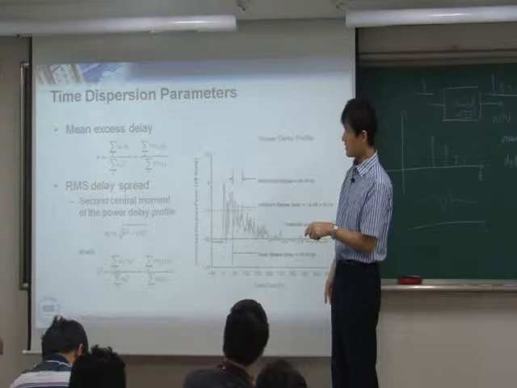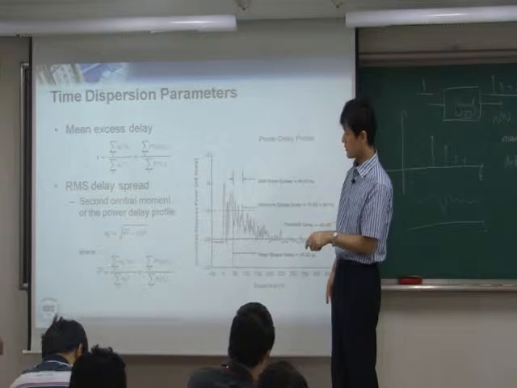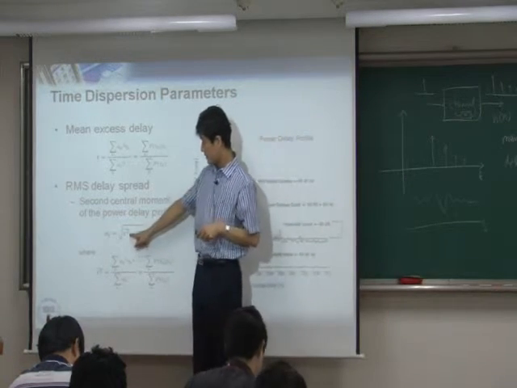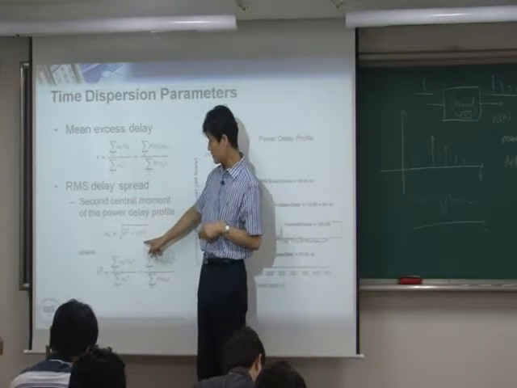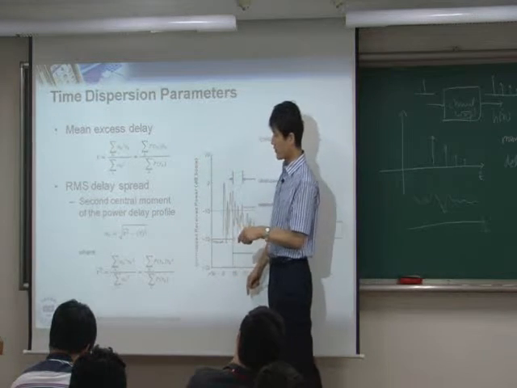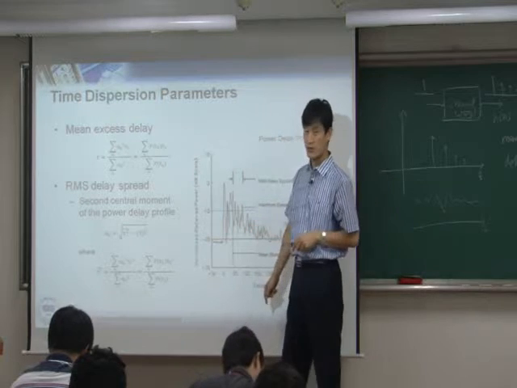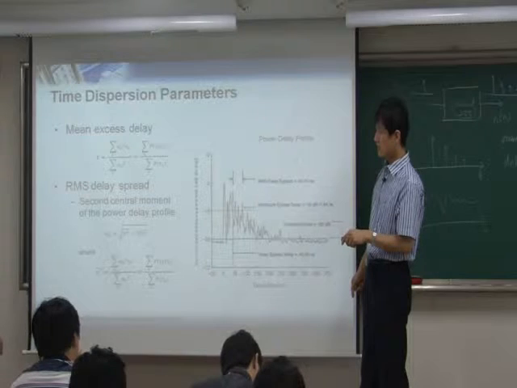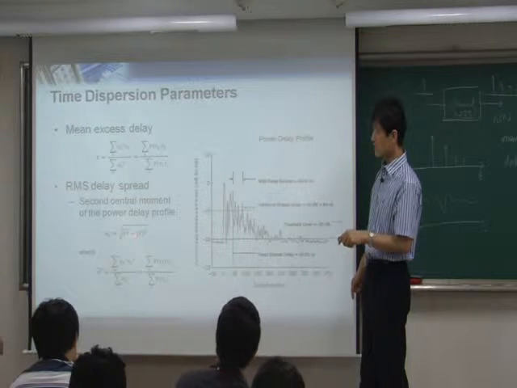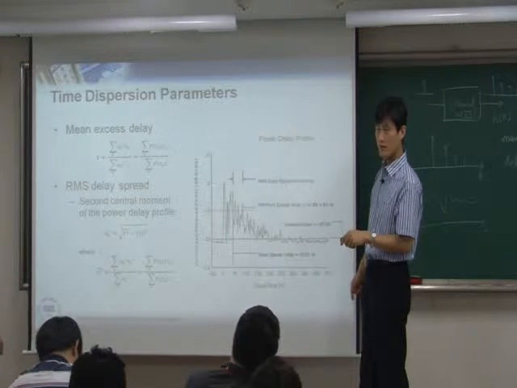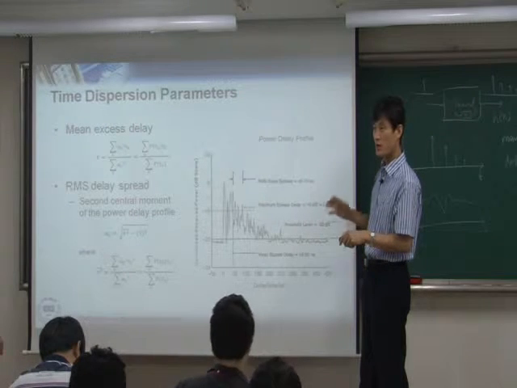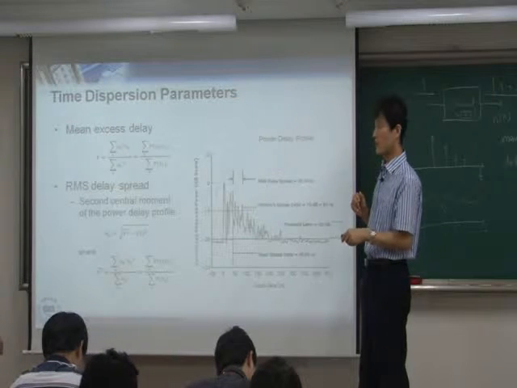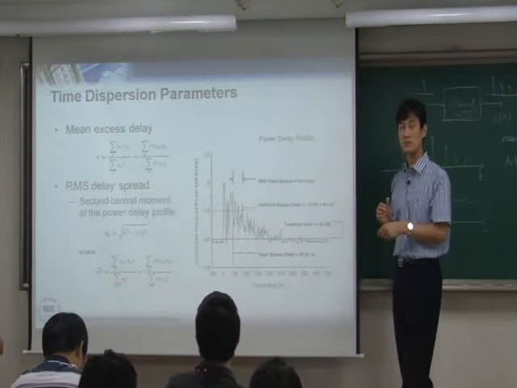Okay? So RMS delay spread is calculated this way. Second moment minus the average square, and you put the whole thing under a square root. That's the RMS delay spread. This is probably the most important parameter that you want to find out from this power delay profile. And this is possibly the reason why you are doing this measurement.